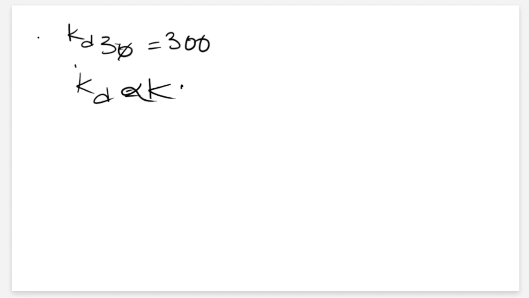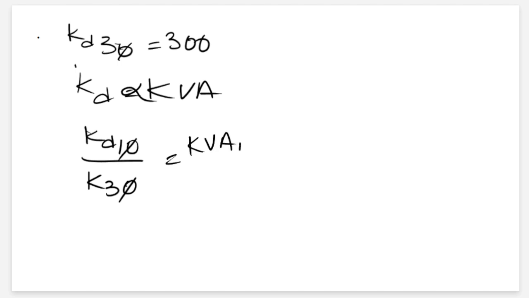According to the question, the three-phase system produces 300 kVA. Then this three-phase armature winding is reconnected to a single-phase system. Then what is the new rating of the machine? KD is directly proportional to kVA. So we can write KD of single phase system by KD of three phase system is equal to kVA of single phase system by kVA of three phase system.